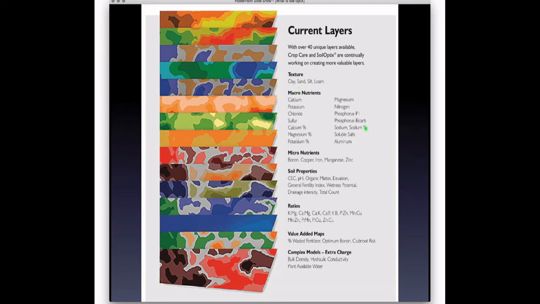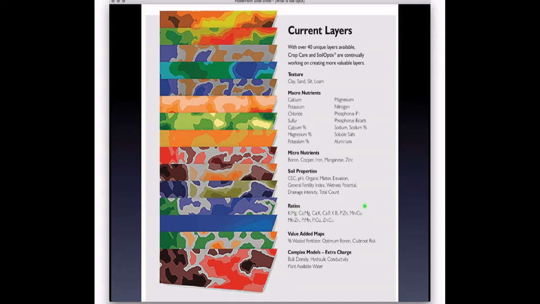Macronutrients, all your macronutrients: NPK, S, calcium, magnesium, sodium, salts. Micronutrients: boron, copper, iron, manganese, zinc. Your soil properties, looking at your CEC, pH, organic matter, general fertility index, which is kind of a neat summary that we get from the lab that we use. Wetness potential maps based off of that survey data and drainage intensity, certainly the total count.